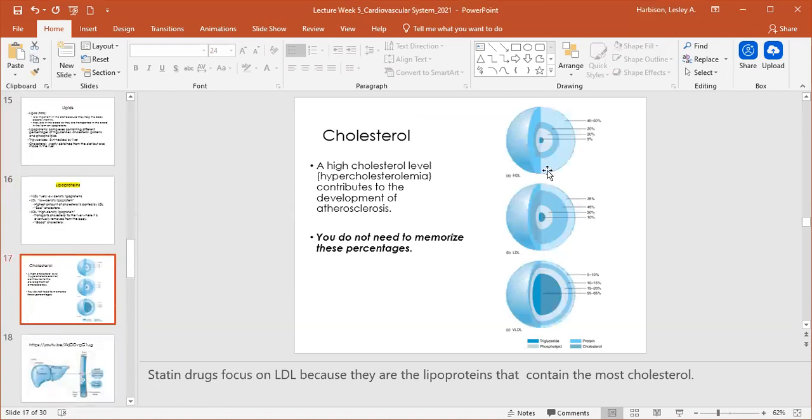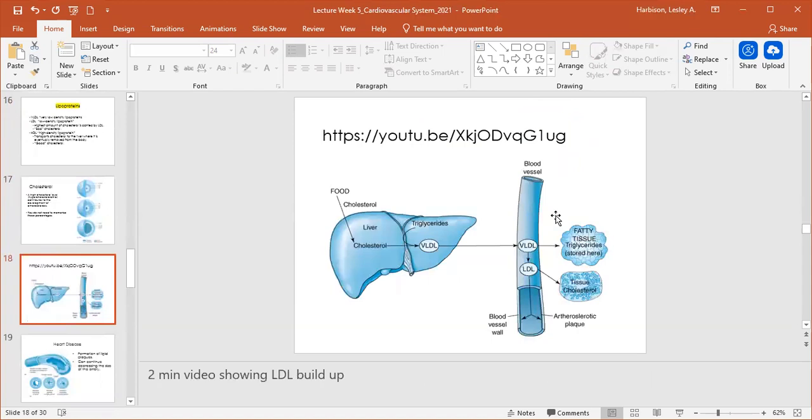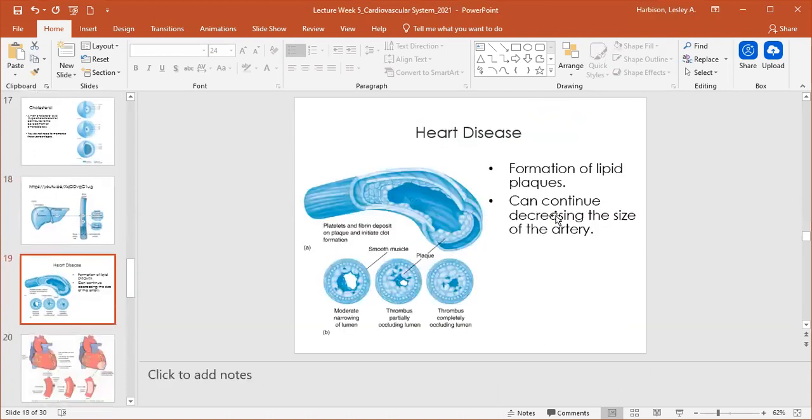Here are these little diagrams. If you zoom in a little bit, you can see that the HDL carries a much larger degree of protein, and the LDL carries a much larger percentage of cholesterol. Here's a video that talks about the buildup of plaques in the arteries. It's just another good informational resource.